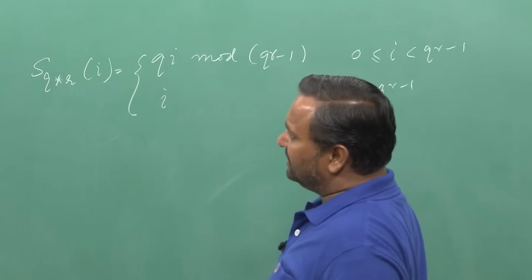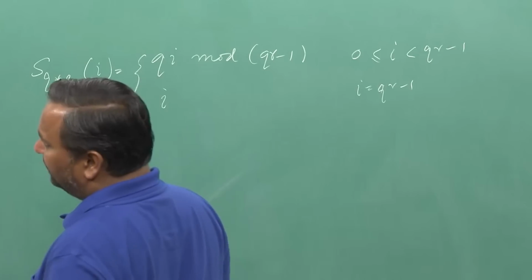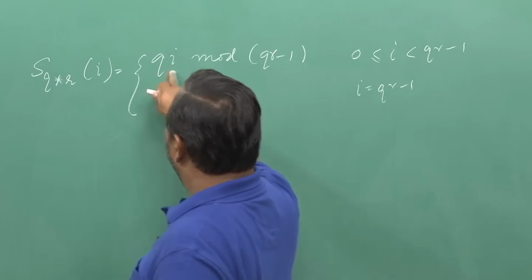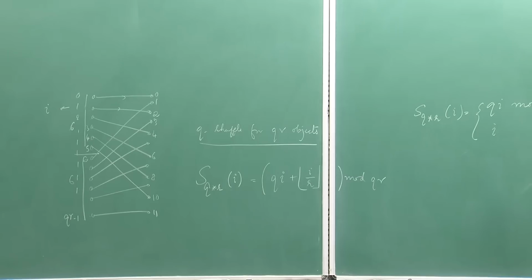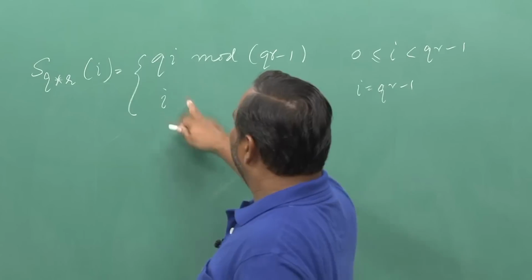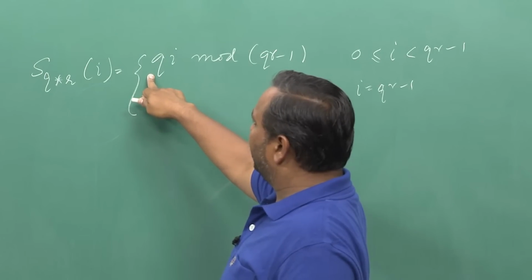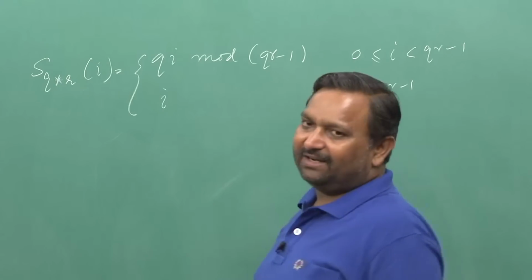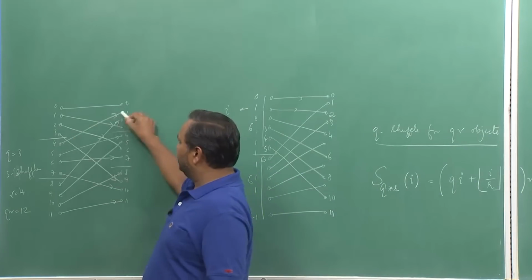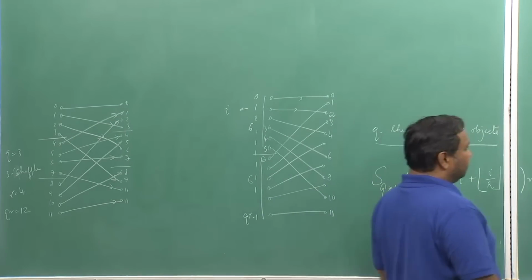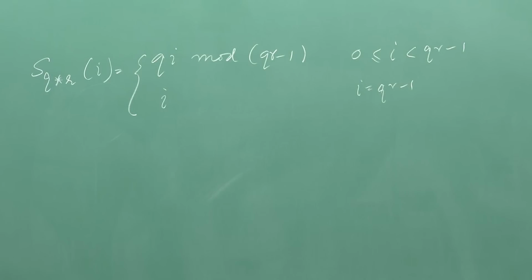So, we can actually even test it from here. Look at the 3 shuffle, the first object: 1 into 3, 0 goes to 0, 1 goes to 3, 2 goes to 6, 3 goes to 9, the fourth, 4 into 3 is 12, modulo 11 which becomes 1. So, actually fourth gets connected to 1, and that is what is happening in this case from here to here. Okay. So, this is an alternative form of putting it.